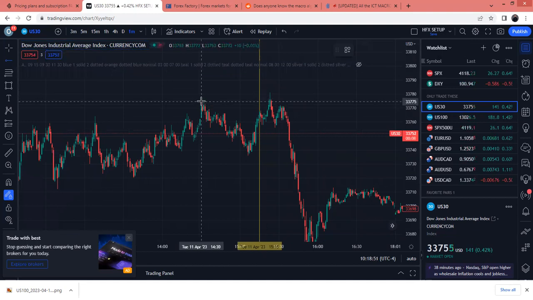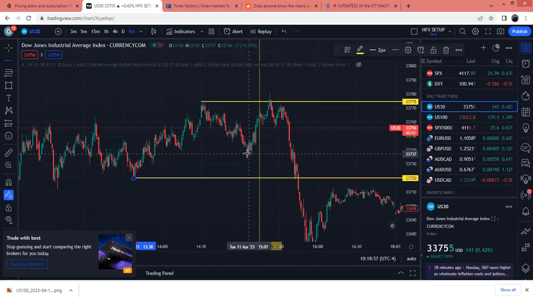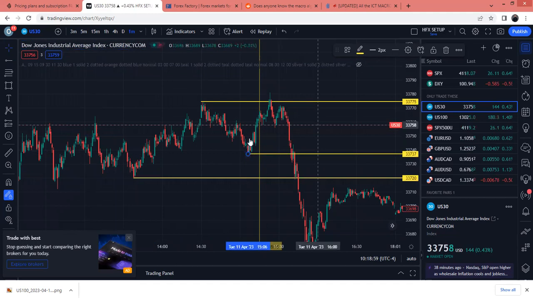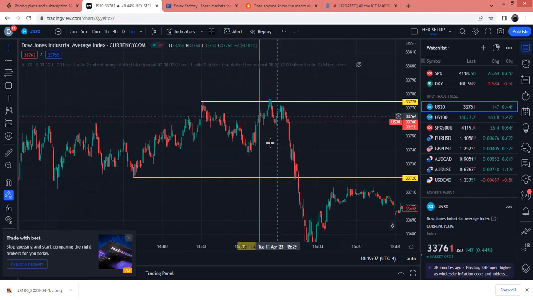So first thing you do, you mark out this obvious liquidity pool here. And then you can mark out this liquidity pool here. You can also mark out this. This is great, this also counts. Okay, it's a swing high, swing low, sorry. All right, but let's just take this one off and look.